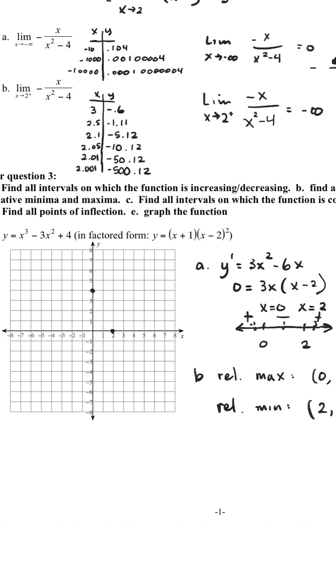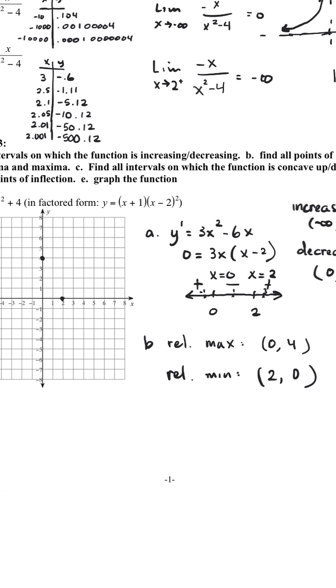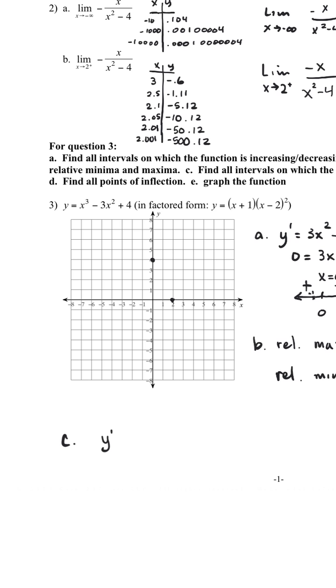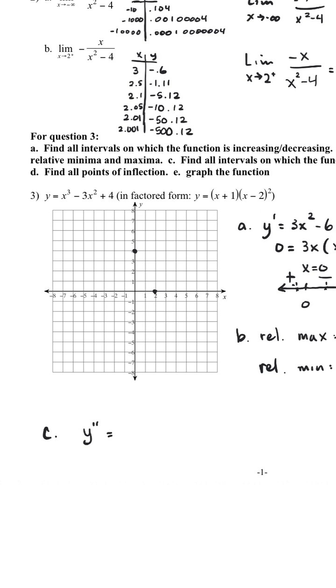Okay, now for part C, find all the intervals of concavity. So for part C, concavity is going to come from the second derivative. So we're going to take the derivative of the first derivative. That's going to be 6x minus 6. Set that equal to 0. So that's, right now, a critical value.